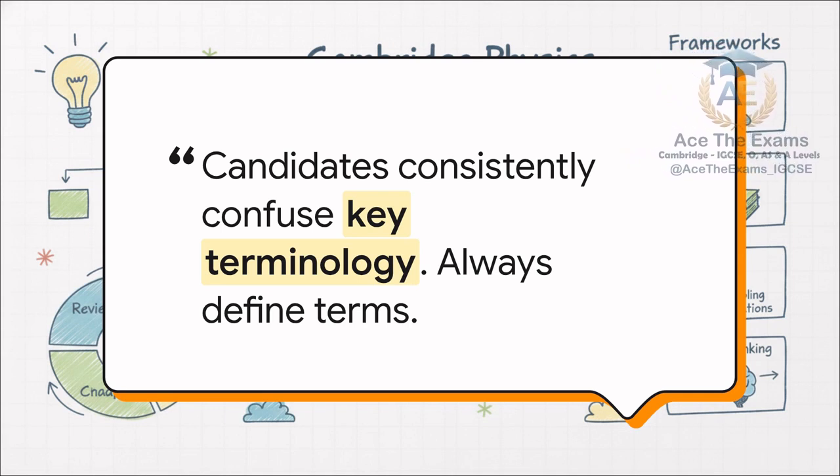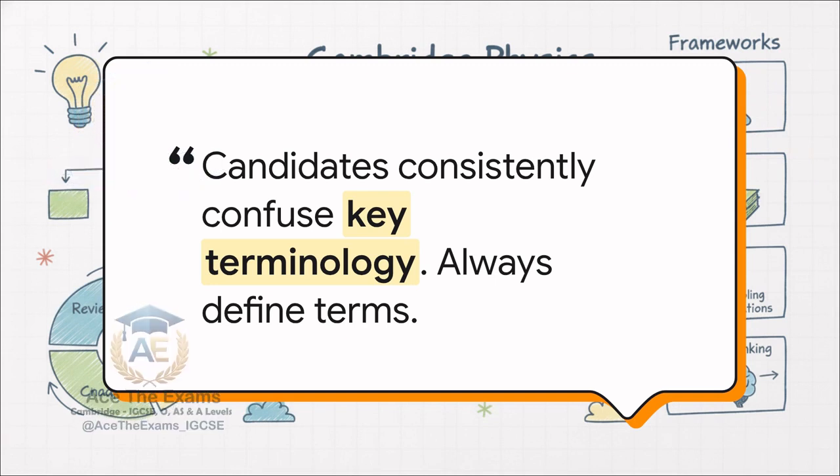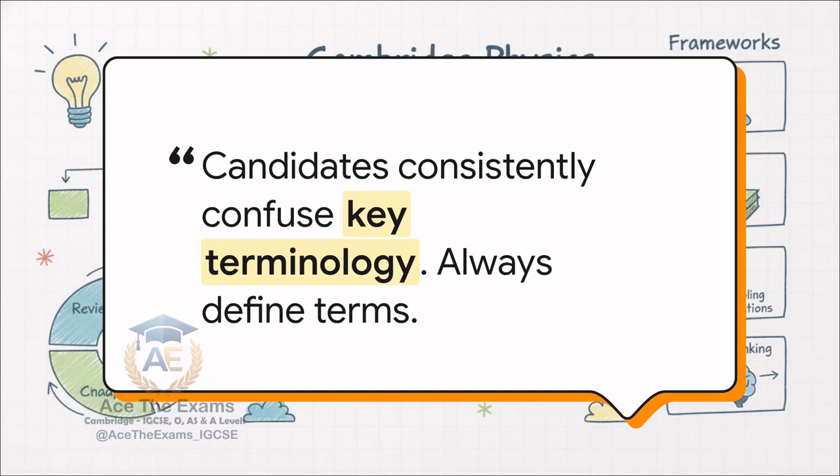They are not interchangeable. If an extended response asks you to explain an orbit, start right off the bat by defining that the gravitational attraction is providing a centripetal force. Setting those definitions early signals immediately to the examiner that you aren't guessing. It proves you have a firm academic grasp on the terminology.